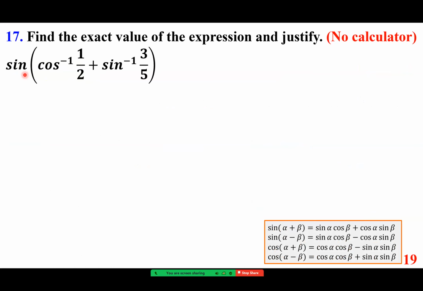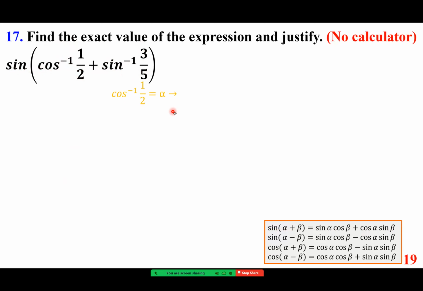We want to find sine of cosine inverse of 1/2 and sine inverse of 3/5. In essence, this is like alpha, and this is like beta. If you set this equal to alpha, and this equal to beta, you're looking at sine of alpha plus beta. So let's set this one equal to alpha.